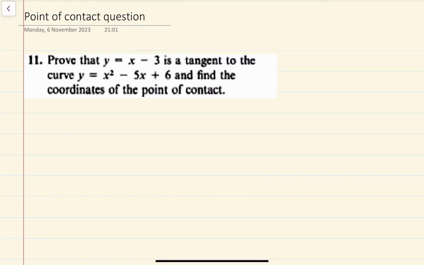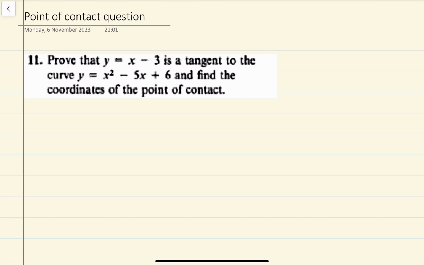This is a question about a line meeting a curve. So there's a tangent. If a line just meets a curve, it's called a tangent. Now, it says in this question, prove that y is equal to x minus 3 is a tangent to the curve, y is equal to x squared minus 5x plus 6, and find the points of contact.